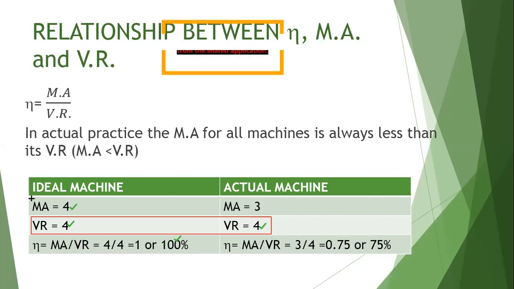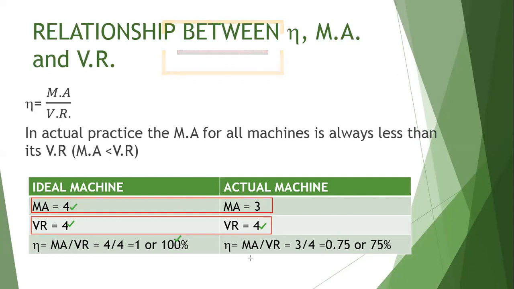But what about the MA of the ideal machine? It was 4. But what is the MA of the actual machine? The MA of the actual machine will be lesser than the MA of the ideal machine. So there is less MA. Assume it is 3. Now if you calculate MA upon VR, 3 divided by 4 is 0.75, or if you multiply that value by 100, we get the efficiency to be 75%.